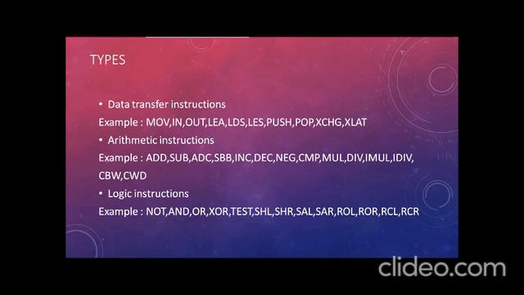Next type of instruction is logic instruction. Example, NOT. It performs logical NOT of byte or word. Logical NOT is used to get negation of input. AND. It performs logical AND of byte or word. Logical AND is used to get 1 if both the inputs are 1.